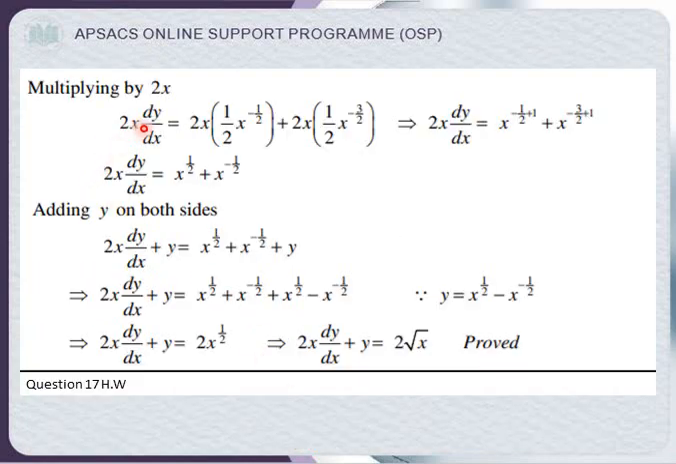Now multiply by 2x on both sides, because in the proof we have 2x. So I multiply the whole equation by 2x, and you can see that by the simplification, this 2 cancels, this 2 cancels, base is same, power add. Now what do we want? Plus y. So adding y on both sides.